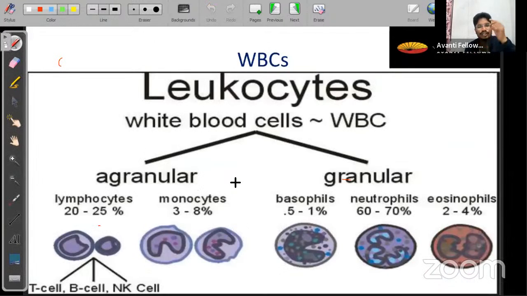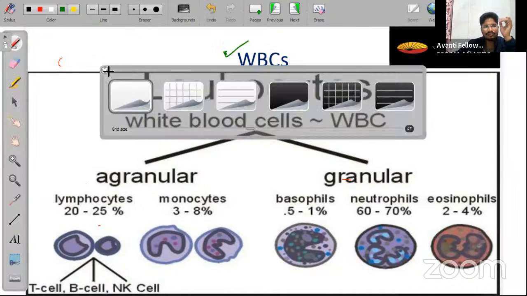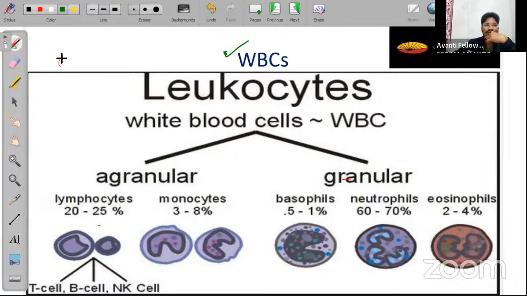Leukocytes are the most important and most major part of the acquired immune system. Within the acquired immune system, leukocytes, that is WBC, play a major role. What is that? The leukocytes, which are also called WBC, white blood cells, are of two types.